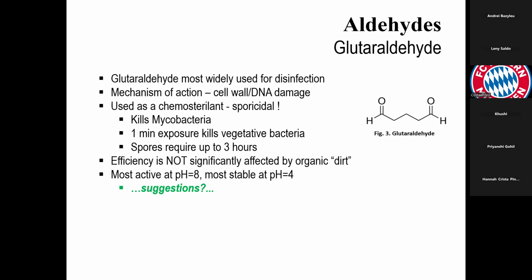It's a very common disinfectant. The mechanism of action is cell wall and DNA damage. So it oxidizes the cell wall, as well as does DNA damage to the cells. So very efficient. And it's also very efficient against spores. So it is sporicidal. It's used as a chemosterilant, a chemical that is potent enough to sterilize the surface completely. Hence the name chemosterilant, right?